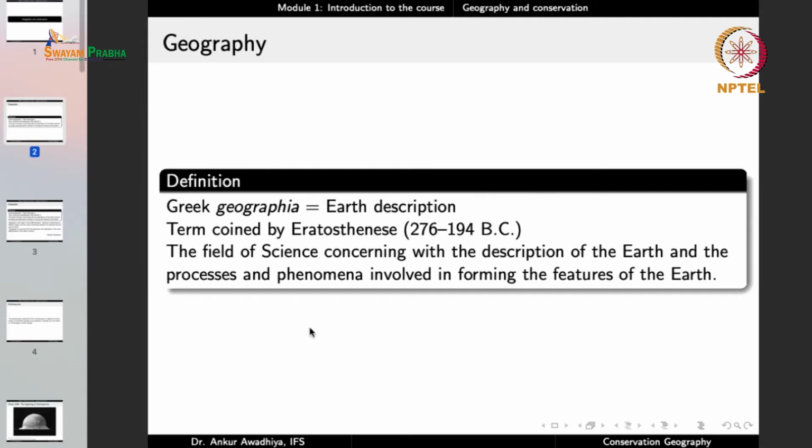And we can define it as the field of science concerning with description of the earth and the processes and phenomena involved in forming the features on the earth. That is, we are trying to describe earth. When you describe earth, you ask or you write things like, okay, there are mountains here, there are plains here, there are oceans here, there are rivers at such and such locations, and so on.